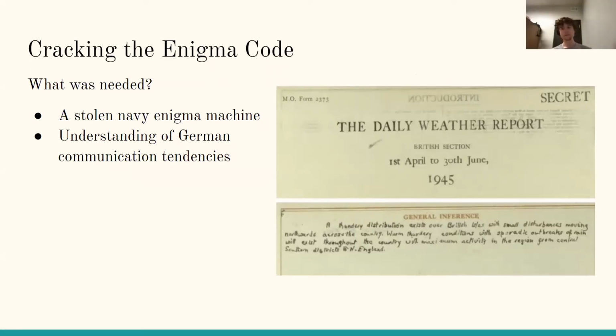All right, so a couple of things were needed before we could attempt to crack the Enigma code. Firstly was a stolen Navy Enigma machine. We needed a version of the Enigma machine that the German military used to be able to understand how it worked. We also needed to be able to understand German communication tendencies, because a major strategy in cryptography and code breaking is coming up with common phrases, or cribs, that commonly appear in the ciphertext.